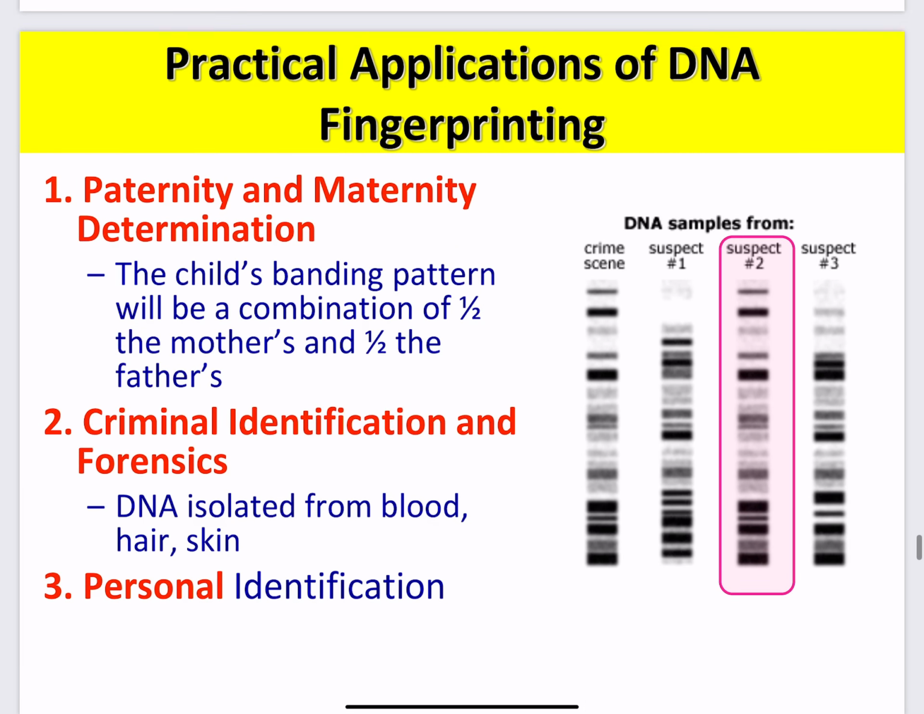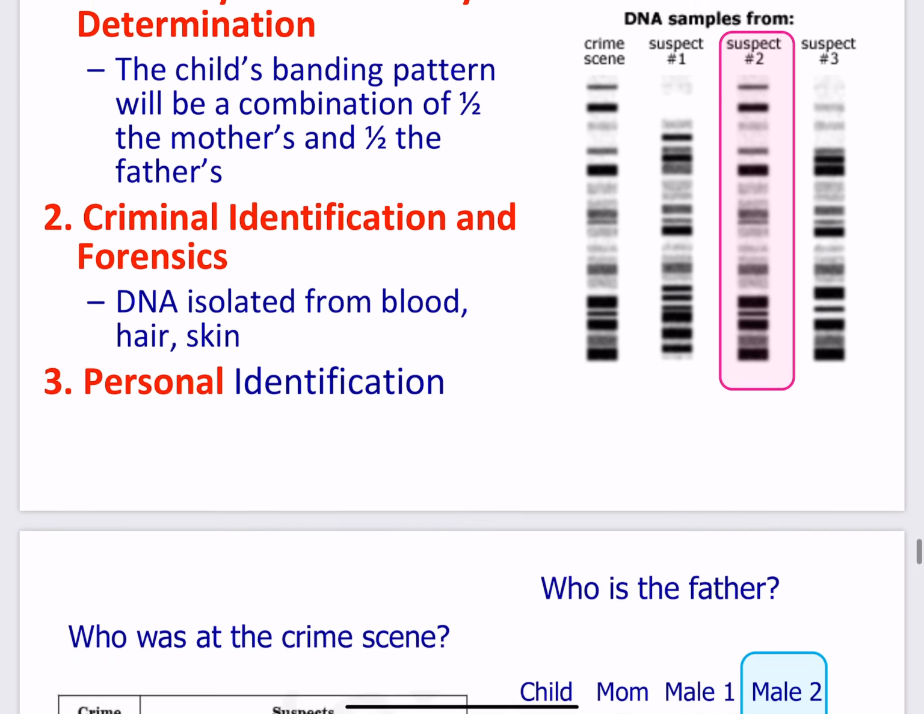Again, what are the applications for DNA fingerprinting? Paternity and maternity determination, making sure that the banding patterns match up, and you have half the mother and half the father's. Maybe it's used for identification for criminals and forensics, or maybe just even personal identification that people would use their DNA for.